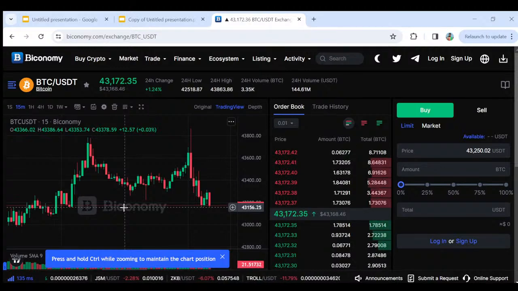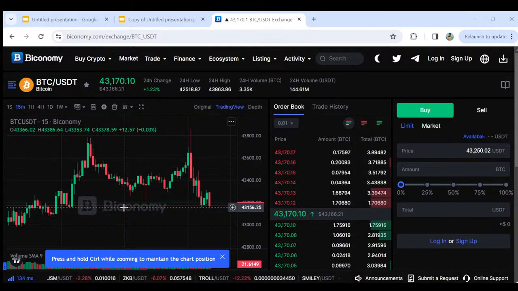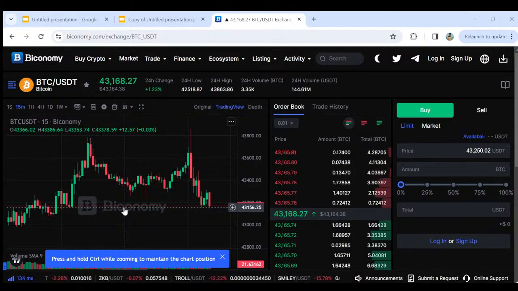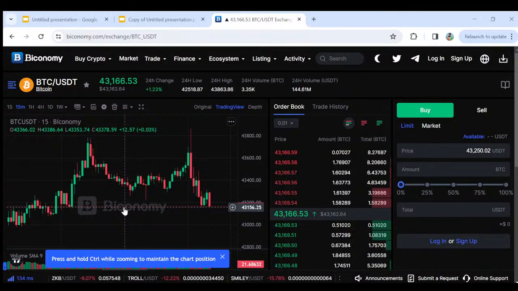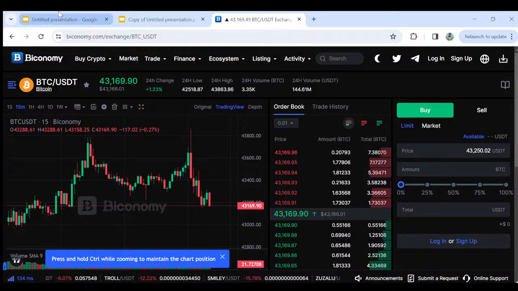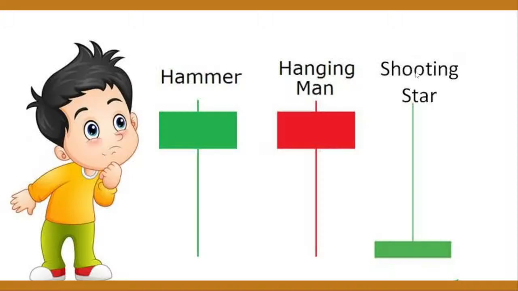And how you can do analysis with these candles, I will tell you. First I will list what kinds of candles are available so that it is easy for you to analyze with them. That is why I prepared the presentation. The first thing is the hammer candle. This is the most used candle to predict the price.